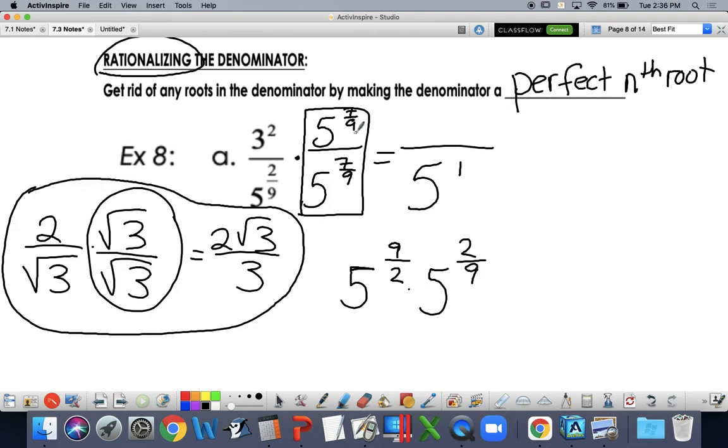And yes, I know, very ugly. Very, very ugly. So I have 3 squared, which is just 9.